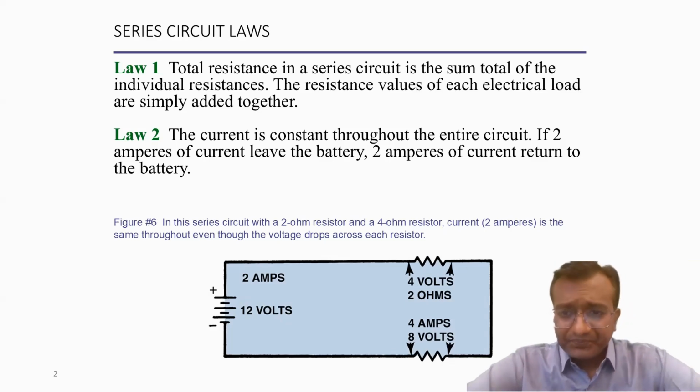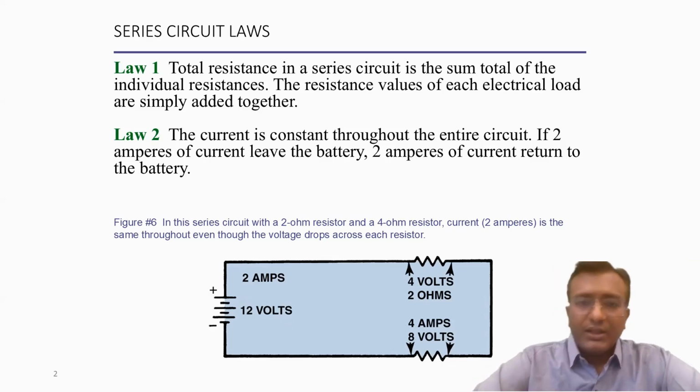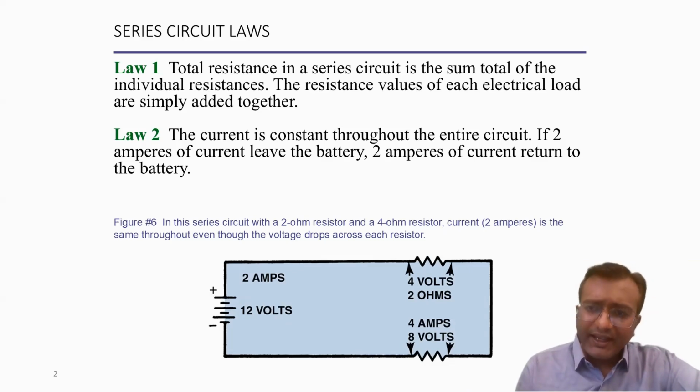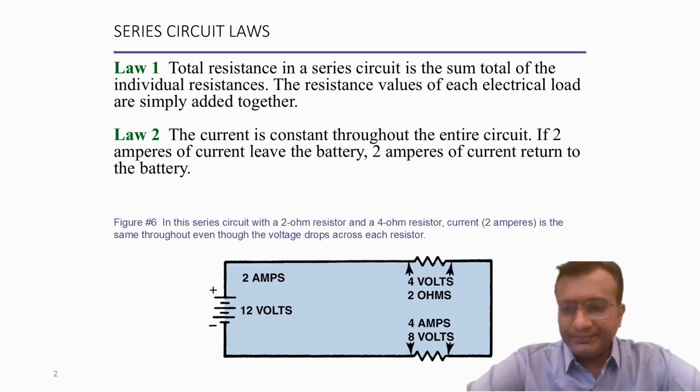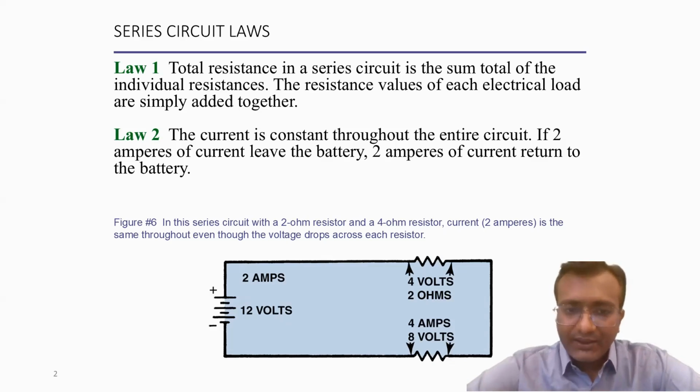Now law number 2. The current is constant throughout the entire circuit. If 2 ampere of current leaves the battery, 2 ampere of current returns to the battery. Now here you can see by applying Ohm's law, as we have calculated the value of resistance, we can get the value of current in the series circuit. The value comes around 2 amperes. Now this 2 ampere current will be going from the battery. Here we can see from this battery 2 ampere current is leaving. This will go to load number 1 and load number 2, and again it will return to the battery.